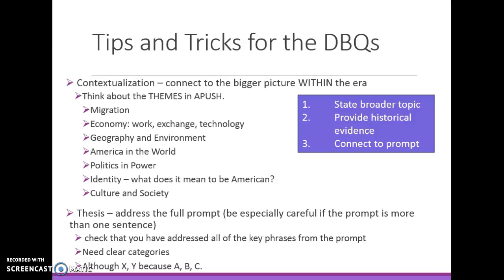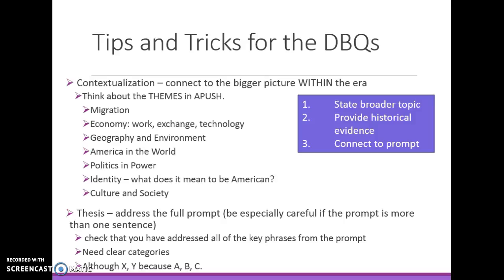Economy is work, exchange, and technology, so what's the market, what products are being created. Economy is a little bit close to this question, the example of the 1920s that I gave you. But you definitely could talk about unions, or working conditions during the 1920s maybe. Geography and environment, nothing really comes to mind in connection to the 1920s, but geography and environment would be, what is the interaction between the land and the people during this time period? Or how does the environment shape and connect to American history?